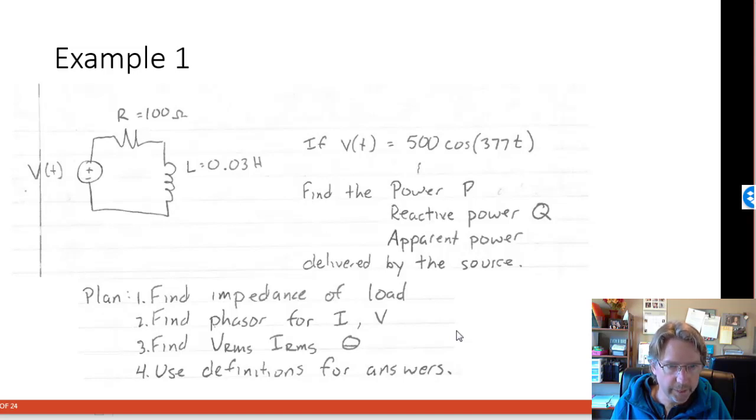So why don't you try this? Pause the video, write it down, and on a piece of paper see if you can find the impedance of the load. It's combining these two impedances with this omega. Then find I and V as phasors, and VRMS, IRMS, theta. See if you can do that. That would be a really useful skill.